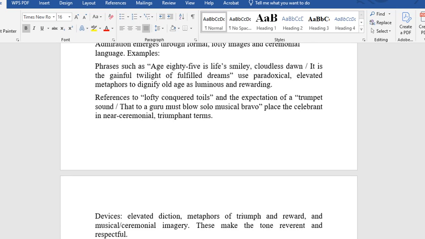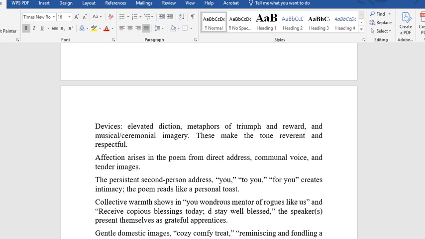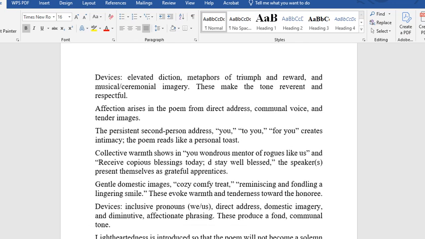Also, references to "lofty conquered toil," and the expectation of a trumpet sound that to a guru must blow solo musical bravo, place the celebrants in near ceremonial, triumphant terms. So let's look at some of the devices used to achieve this. We have the use of elevated diction, metaphors of triumph and reward, and musical ceremonial imagery. This makes the tone reverent and respectful.